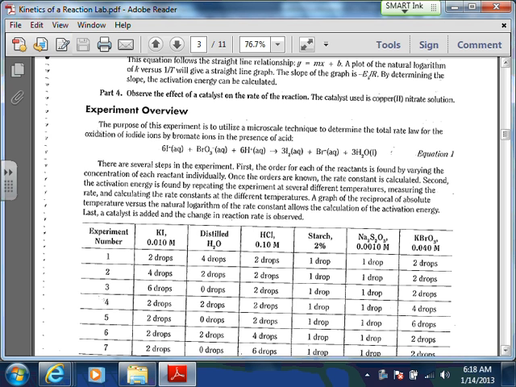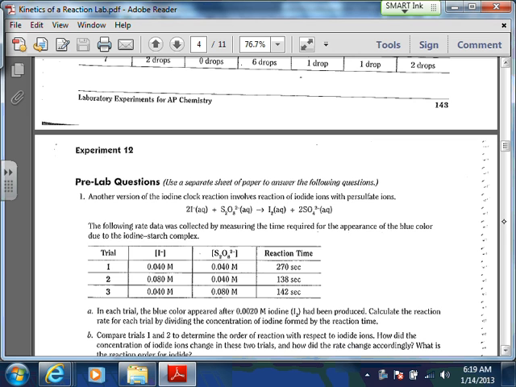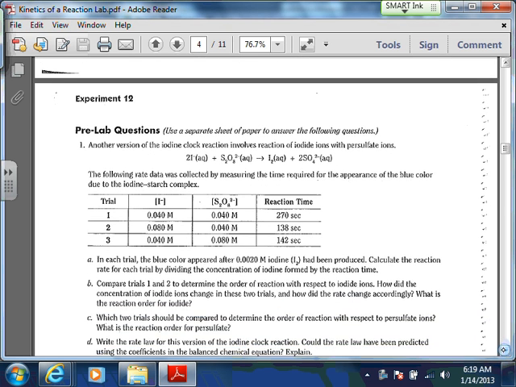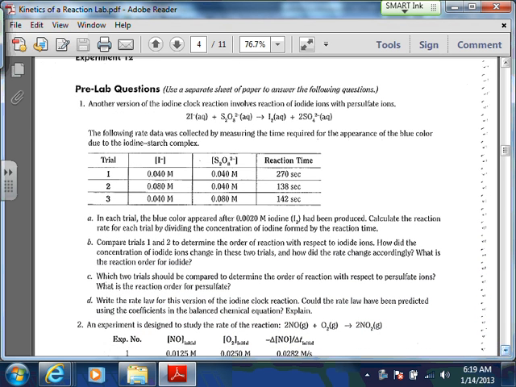This chart right here is going to help you as far as how much you're adding to each thing for each experiment. And then we got some pre-lab questions here. Okay, and so the first pre-lab question, pretty simple. Make sure we know how to do this. The following rate data was collected by measuring the time required for the appearance of blue color due to the iodine starch complex.